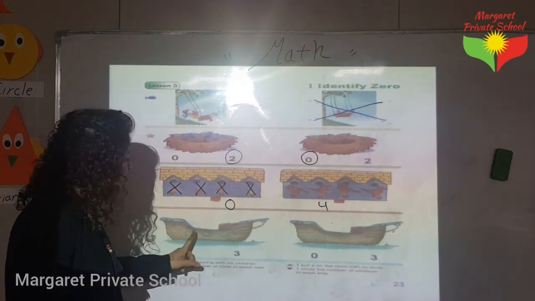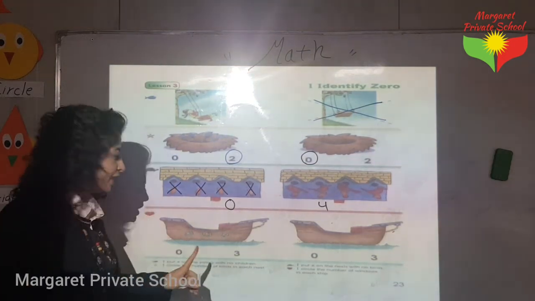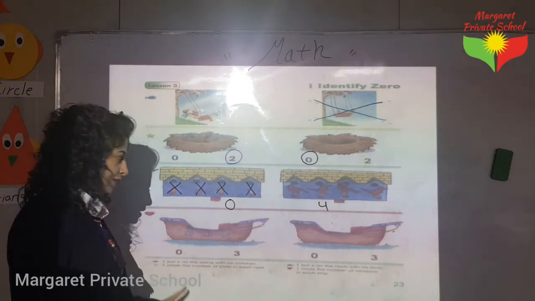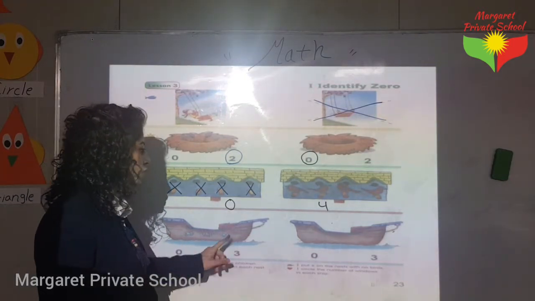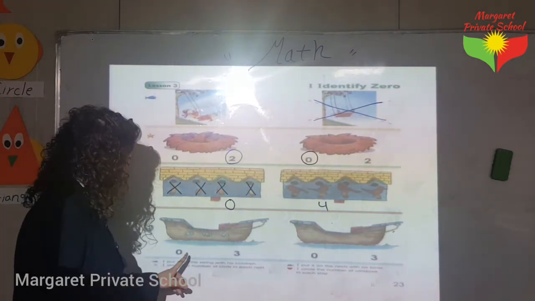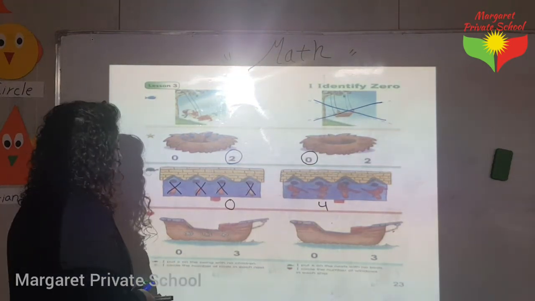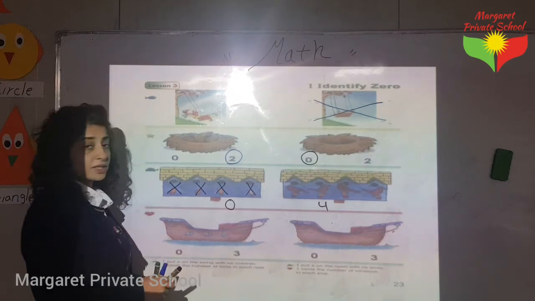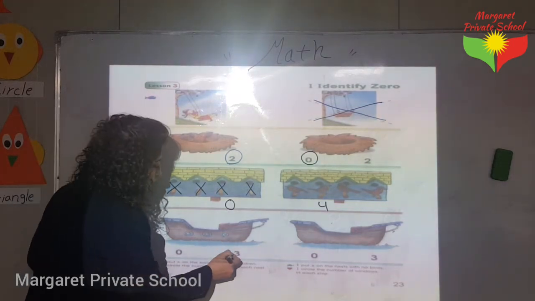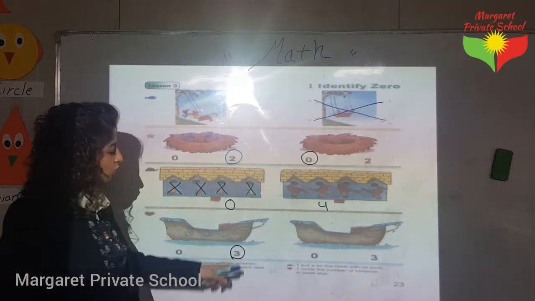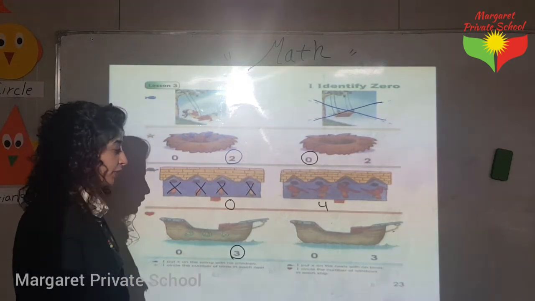From here, how many windows are there? Let's count it: 1, 2, 3. Which one is number 3? This number 3. Okay, so this is the true answer.